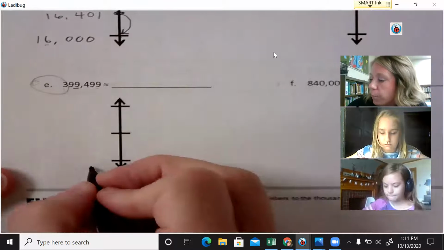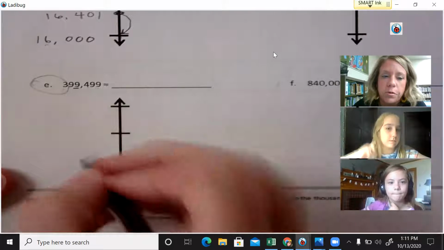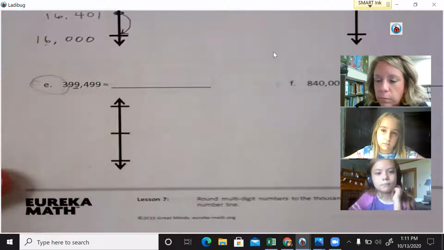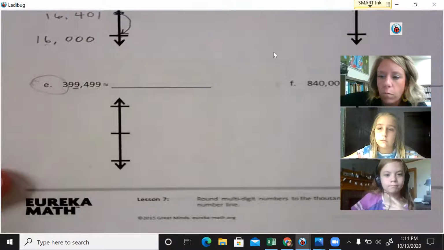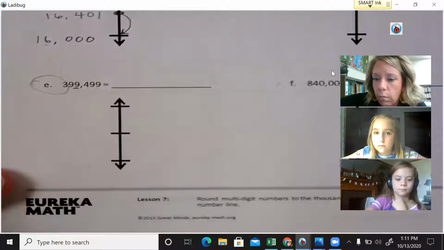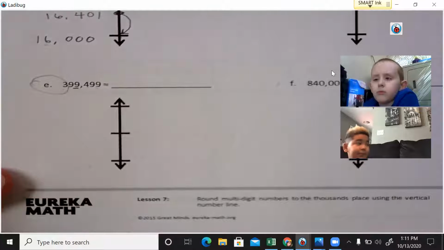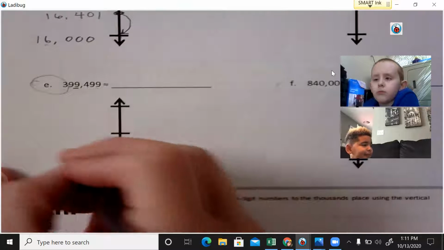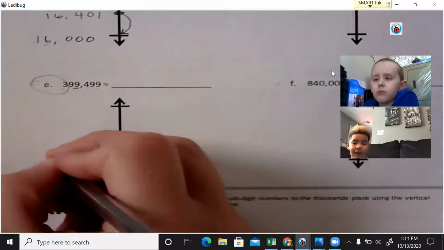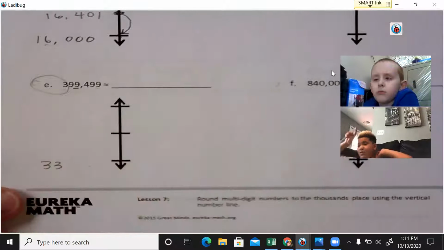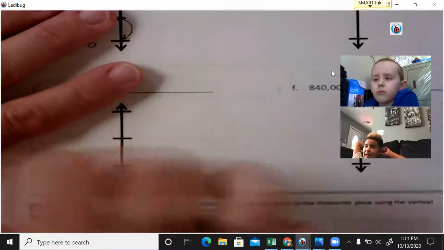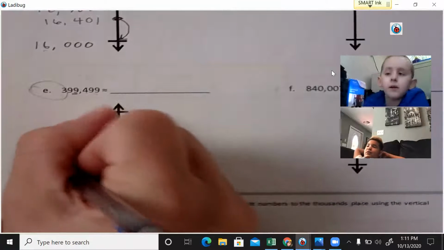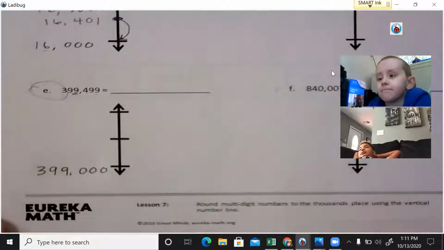So now we have to figure out our two easy numbers. Does anyone think they know how we could label this number line? $399,000. Okay, so that's going to be down here. Good job, Nina. I did this earlier too. I kept writing 339. 399,000 is our low number.